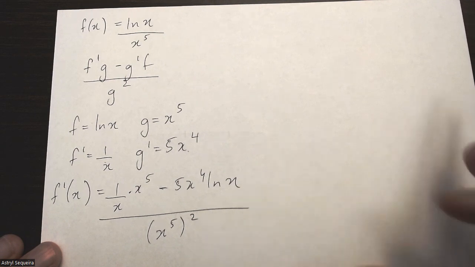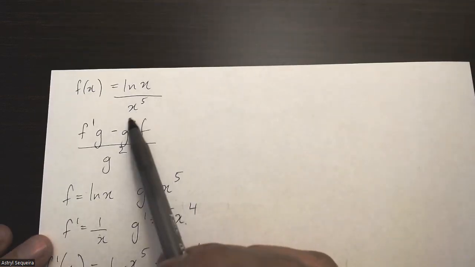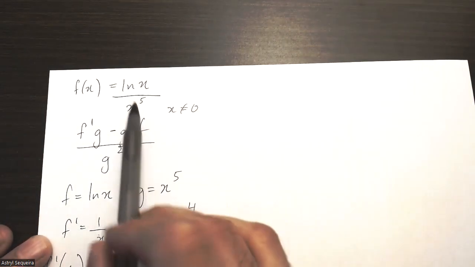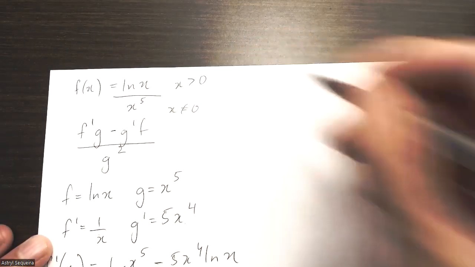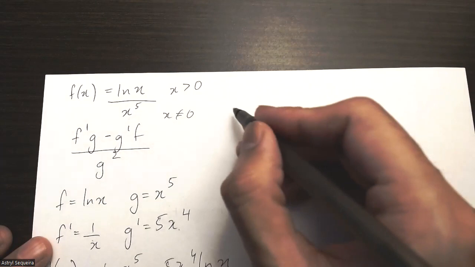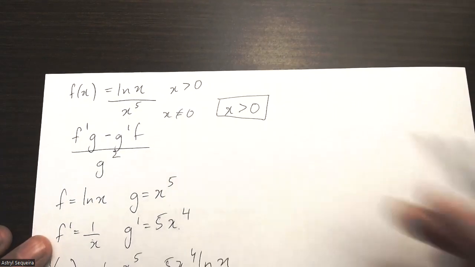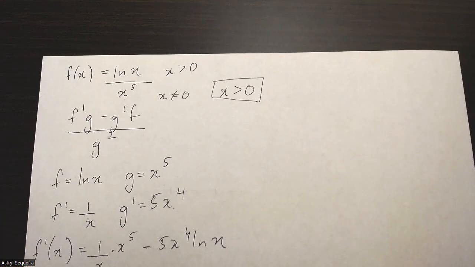Now, before I continue this, one thing to mention in this question here is we have two restrictions. I know from the bottom that x cannot equal 0. I know for a ln function, x has to be greater than 0. So in this question, my domain is just x is greater than 0 if I combine these two over here. That's important to keep in mind for our number line.